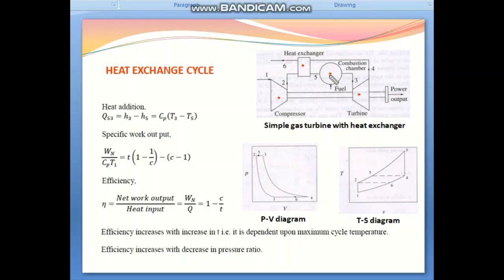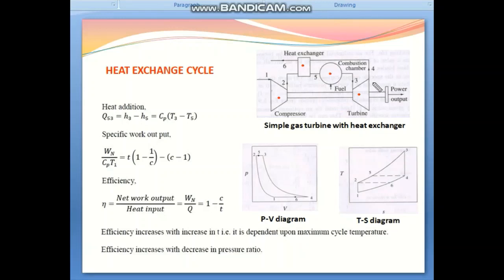Okay, then this combustion product flows through the turbine, that means 3 to 4. This 3 to 4 is the adiabatic expansion process. In the TS diagram you can see 3 to 4 is the constant entropy process.